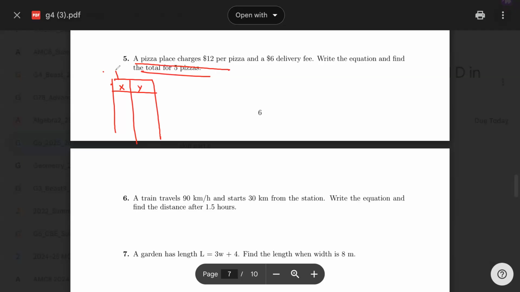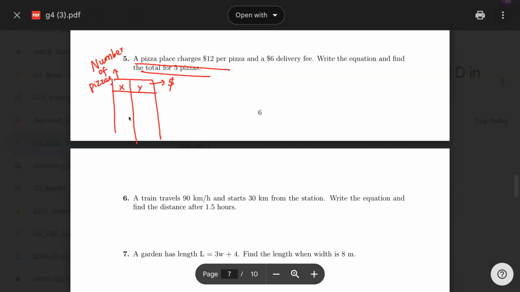So what is this? X indicates what? Y indicates what? X indicates the total of pizzas. Nice. Number of pizzas. Very nice. Y indicates what? Y indicates the total price of the pizzas. Okay, let me put it as dollars. Now, who is going to help me with putting numbers?